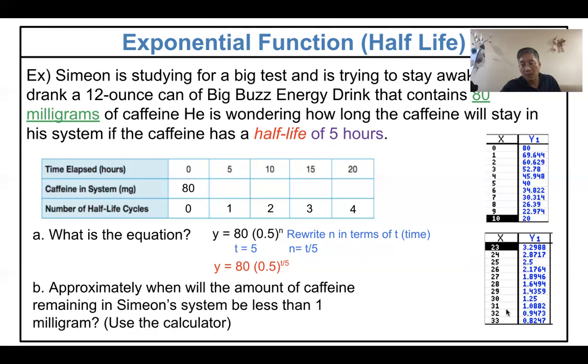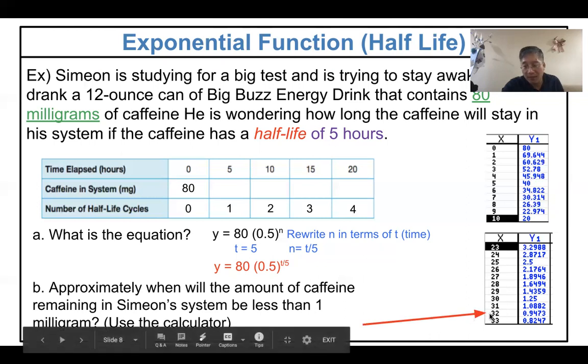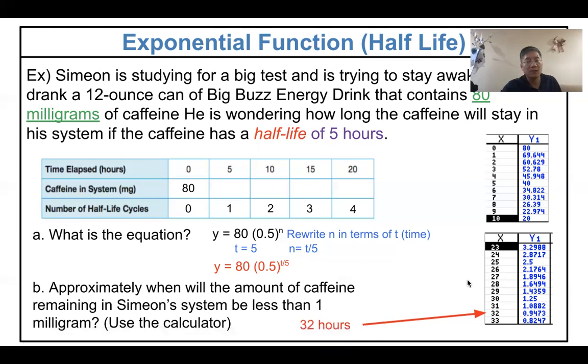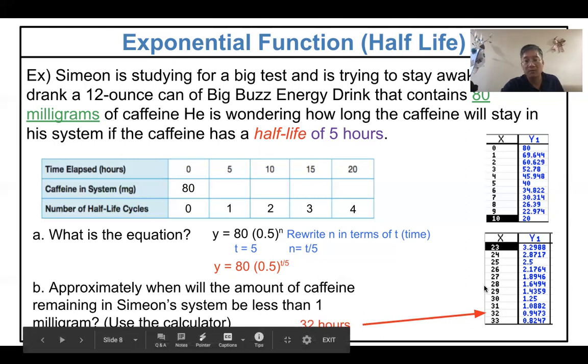here, when x is 31, it's still more than 1, right? But when it becomes less than 1 milligram, here, when x is 32, do you see that? It becomes 0.94. For the first time, it becomes less than 1 milligram. So your answer will be 32 hours, not 31 hours.